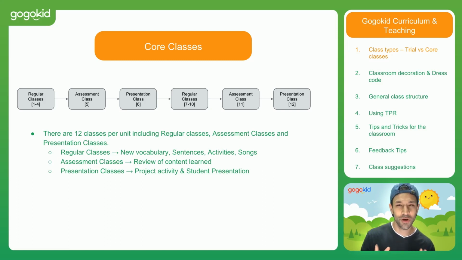Okay? The structure goes like this: 4 regular classes, 1 assessment class, 1 presentation class. Then another 4 regular classes, another assessment class, and another presentation class. Okay? So that's what one normal unit looks like.